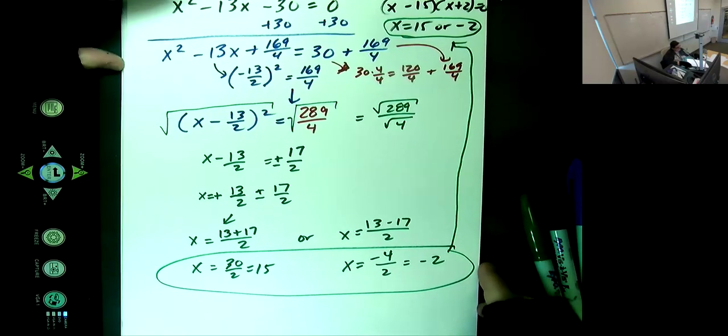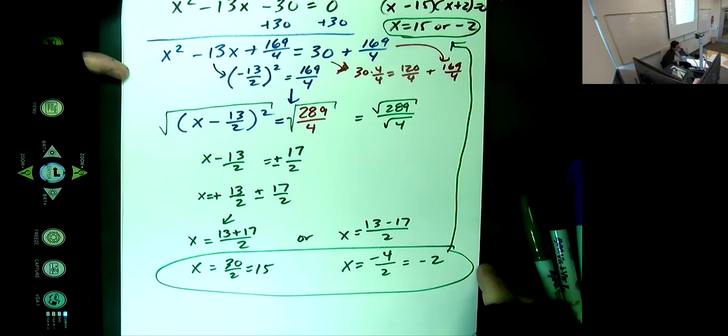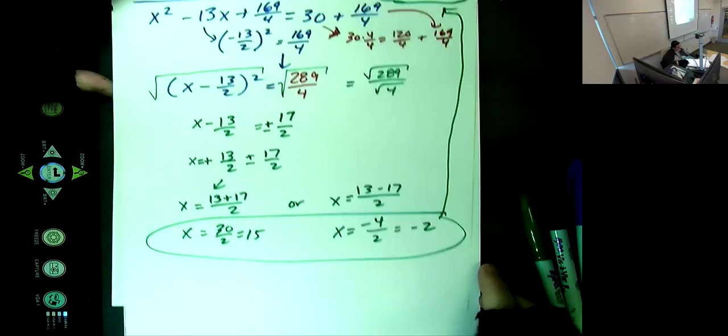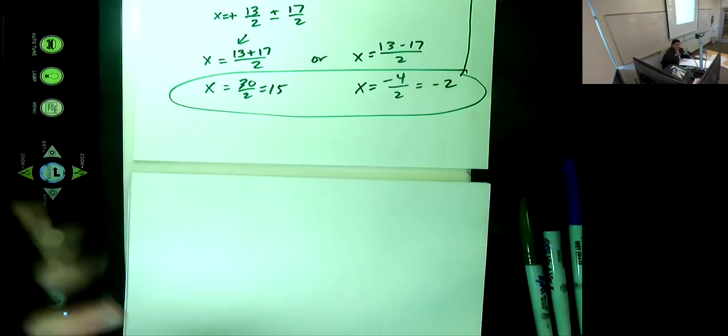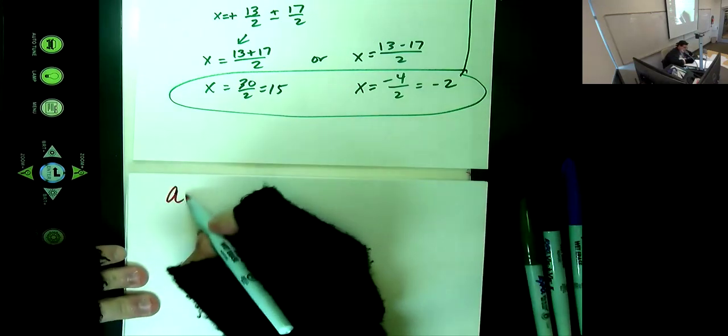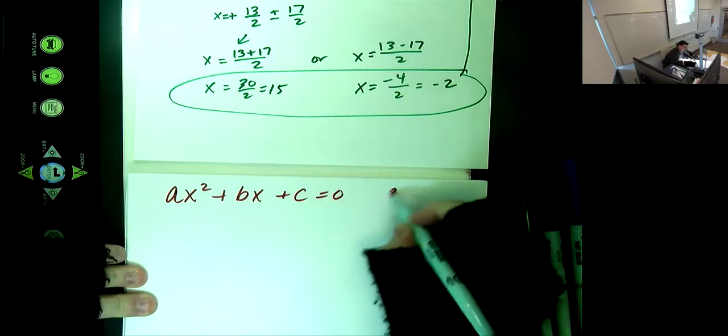So that's what happens when we have something added there. Just move it first. What happens when we have ax squared plus bx plus c equals 0 and a does not equal 1?